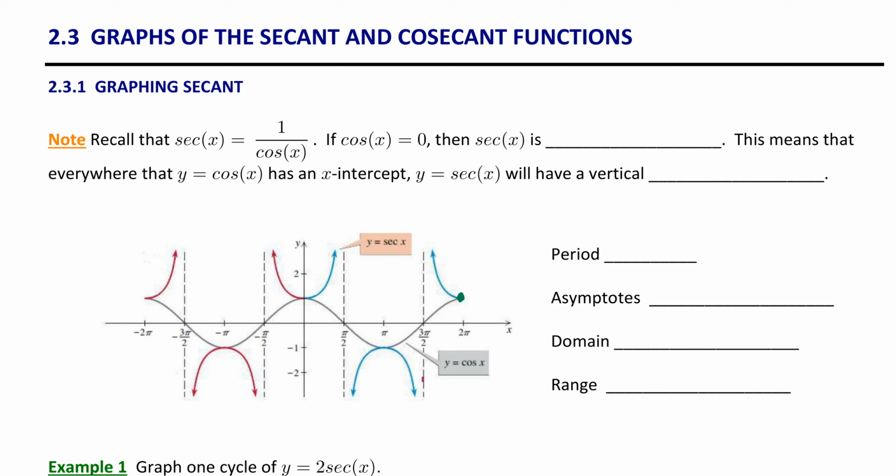Recall that secant and cosine have a reciprocal relationship. That is, secant of x equals 1 over cosine of x. So if cosine of x is equal to 0, then secant of x would be equal to 1 over 0. That's an undefined value. So wherever cosine is equal to 0, secant is undefined. This means that everywhere that cosine of x has an x-intercept, y equals secant of x will have a vertical asymptote.